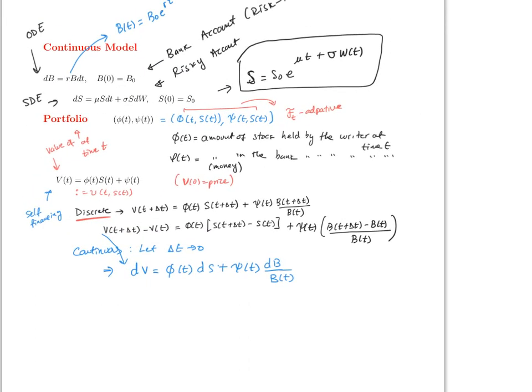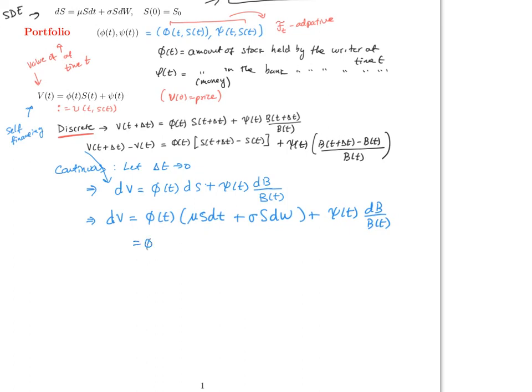Now, since dS is equal to all of this, if we substitute this in here, then dV is going to simplify to phi of t times mu S dt plus sigma S dW, plus psi of t dB over b of t, which is just equal to phi of t times mu S dt plus sigma S times phi of t dW, plus psi of t r dt.